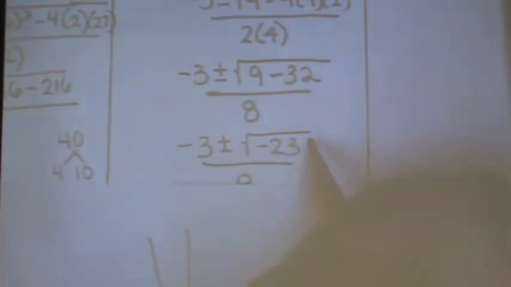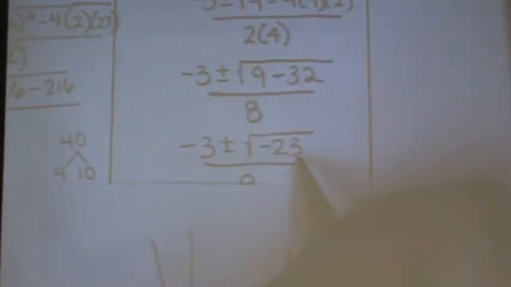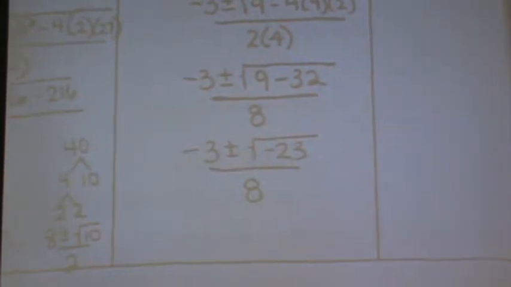What's going to happen, since we're finding the zeros, we're looking for where the graph crosses the x-axis. So when you see a negative underneath the square root, this negative 23 is called the discriminant. That means our graph does not cross the x-axis, so there are no zeros for this. When that happens, you write no solution.